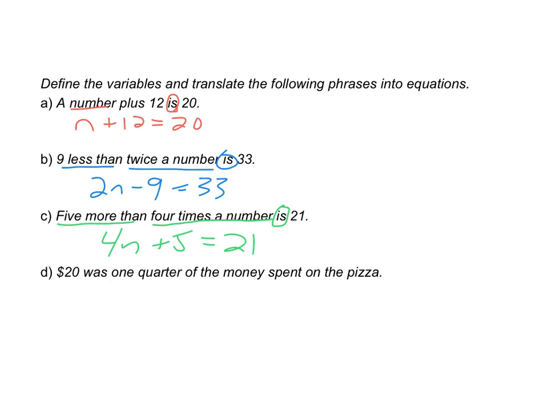And the last one, $20 was 1/4 of the money spent on pizza. So now we're switching it up. We're going to say money, so we're going to use M. 1/4 of the money, so that means a fourth. A quarter of the money was $20. Okay? Was is just like is. It's what we mean for equals. So $20 was 1/4 of the money spent on pizza would be the same as taking 1/4 of M equals 20.